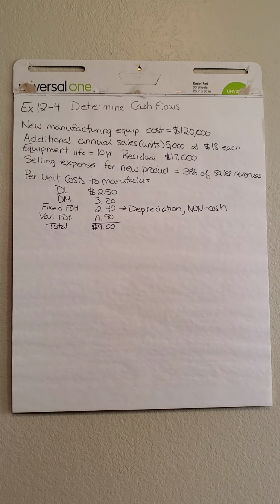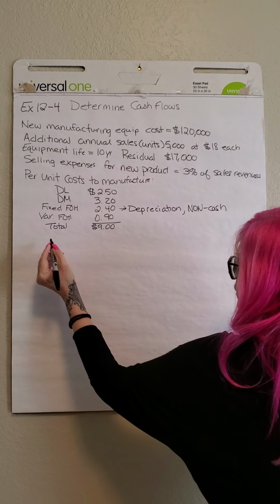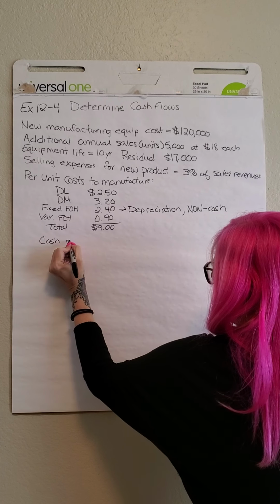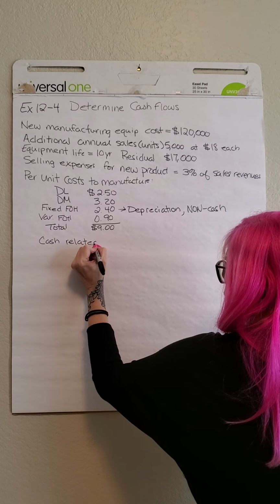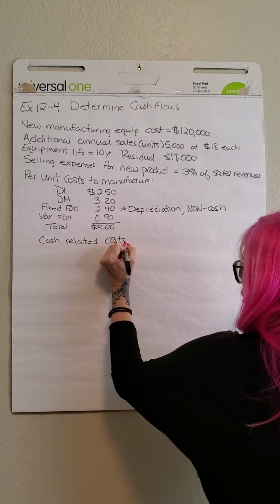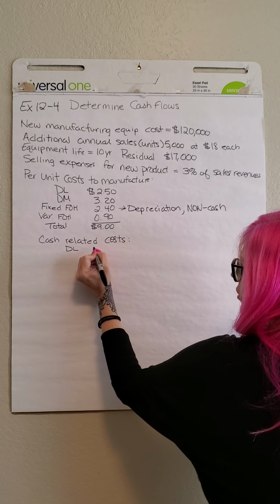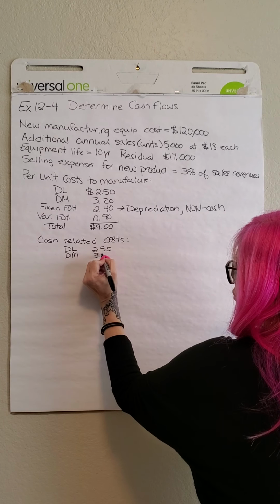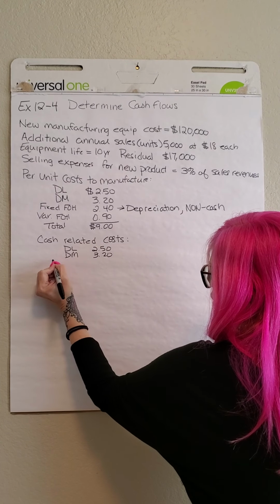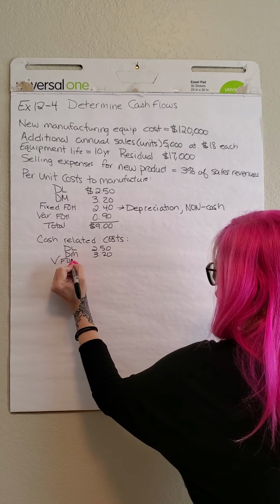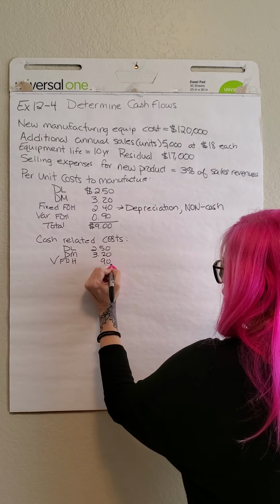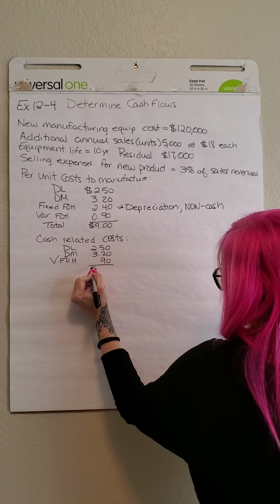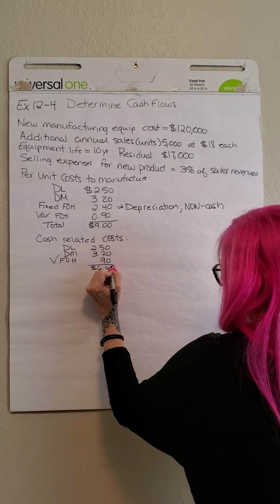Instead, what we'll be using is just our cash related costs, which are going to be direct labor of $2.50, direct materials of $3.20, and our variable factory overhead of 90 cents. So we're actually going to use an amount of $6.60 when we're doing our calculations.